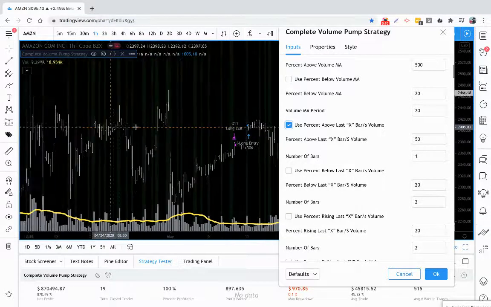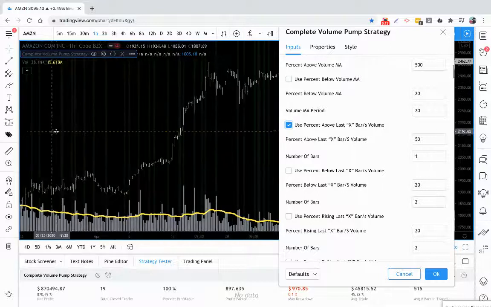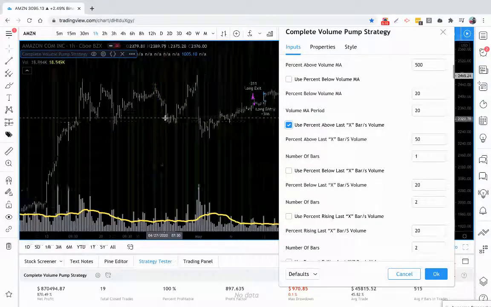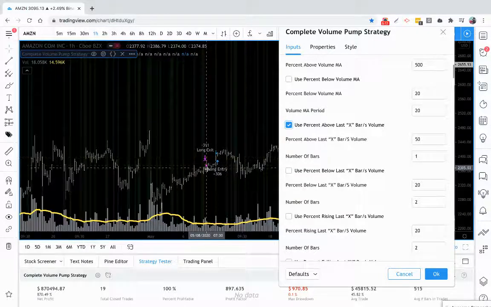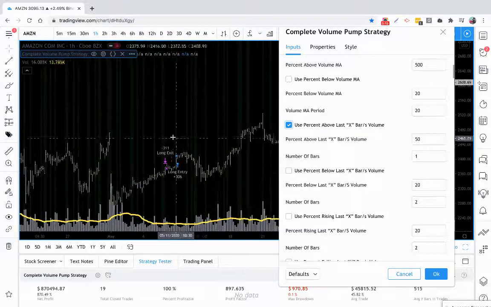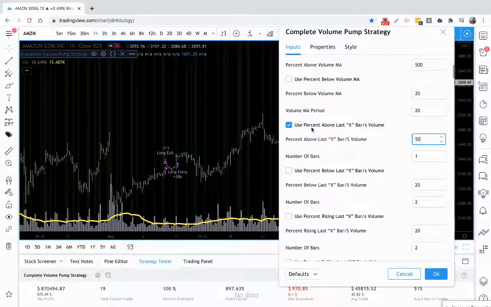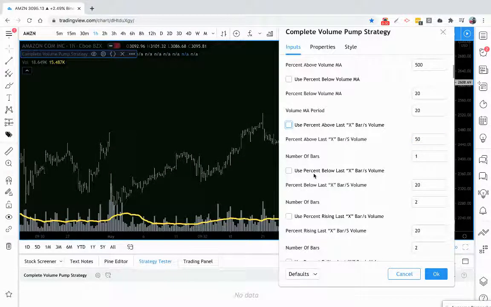All these other potential entries here, signified by the screen background, we skipped over because we were still in the trade until we exited there. But now the first new entry came over here, and we entered again. You can select that over any amount of bars, any amount of volume, all up to you. This next one is literally just the opposite. If we want to use percent below the last bar's volume, you can do that here.